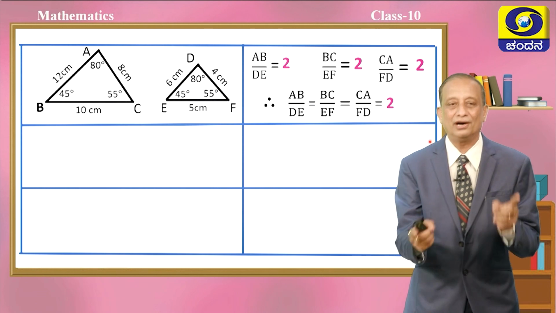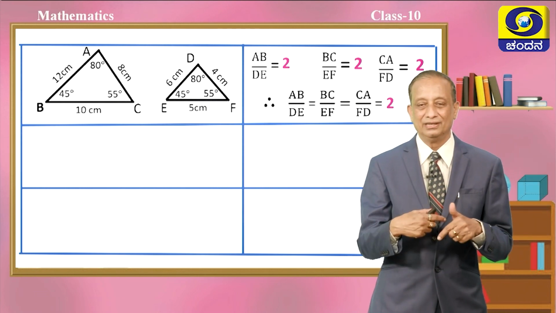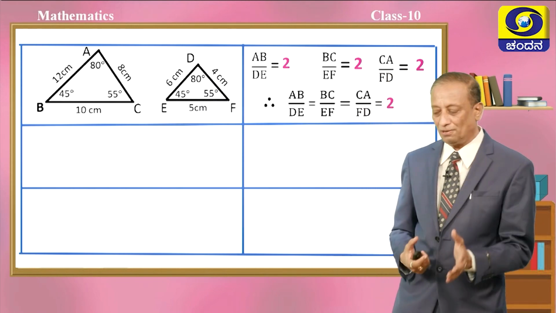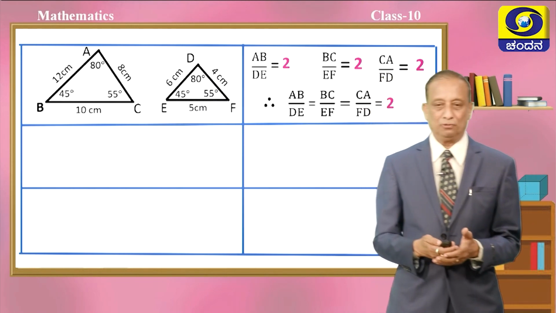So, this is what we are trying to explore today, which means that if two triangles are equiangular, then the corresponding sides are in proportion.